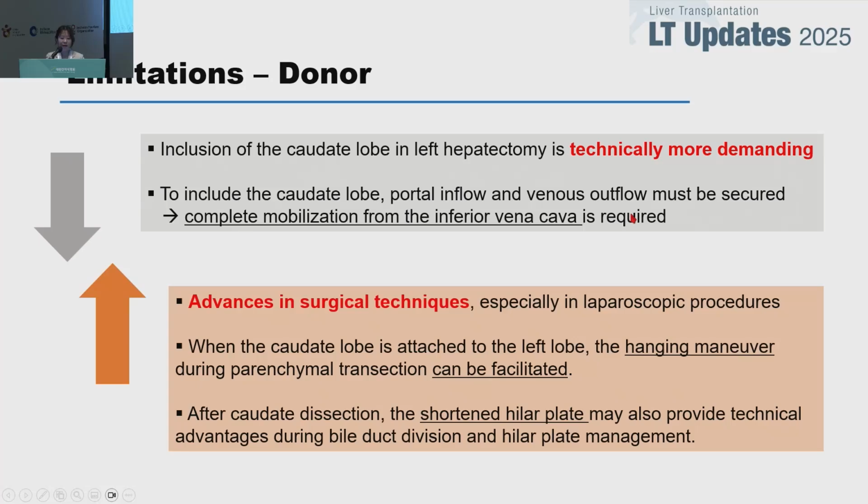Moreover, when the caudate lobe is attached to the left lobe, in our clinical experience, the handling maneuver during the parenchymal transection can be facilitated. After caudate dissection, the shortened hilar plate can also provide technical advantages during the bile duct division and hilar plate management.